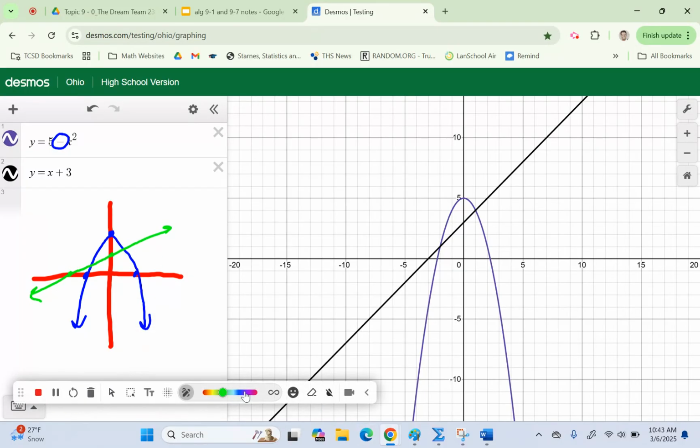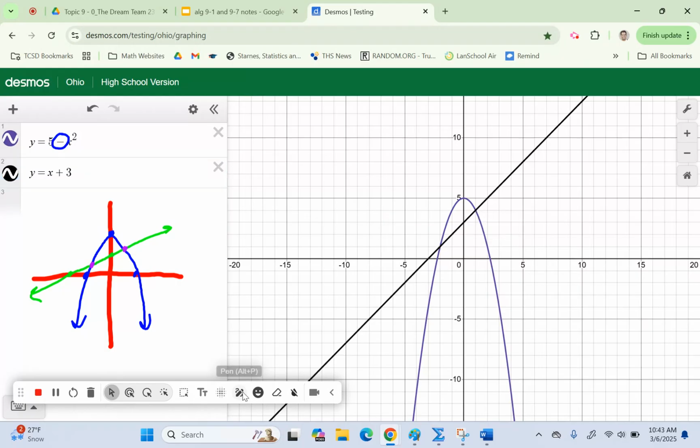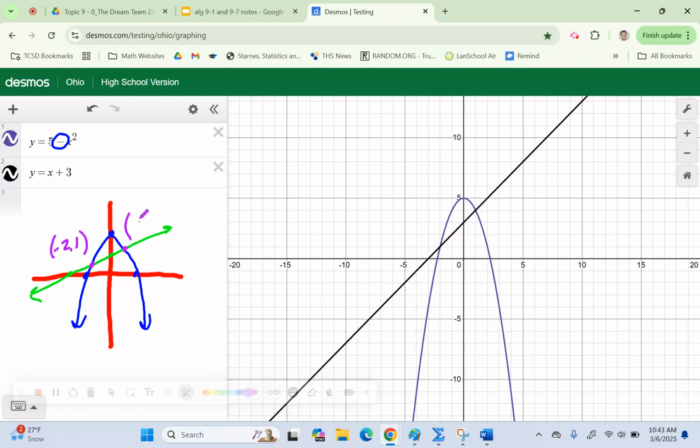green. And now here is where I need you nice and clearly to label those 2 points of intersection. I will click on the graph to get negative 2, 1 and 1, 4. So my 2 points of intersection are negative 2, 1 and 1, 4. And again, your answer is not those points. The answers are just the x values. So my answers are x equals negative 2 and x equals 1.